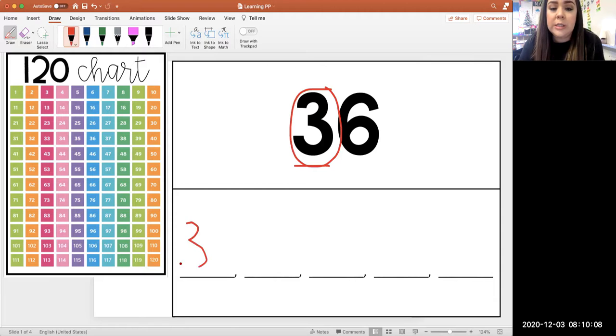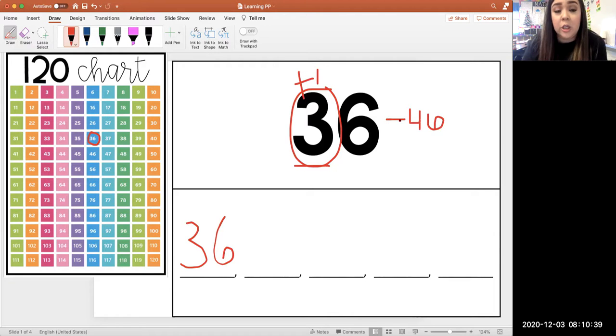So my first number is 36 because that's what I'm given. I'm going to find 36 on my 120 chart and I'm going to move myself down the column because that's our tens, that's how we count by tens. And I'm going to figure out what's the next 10. Well, what if you're thinking, what if you don't have a 120 chart? What are you going to do? All I'm going to do is add 1 to 3. So if I had 3 plus 1, that would be 4. So then this number would be 46, but let's check it on our 120 chart.